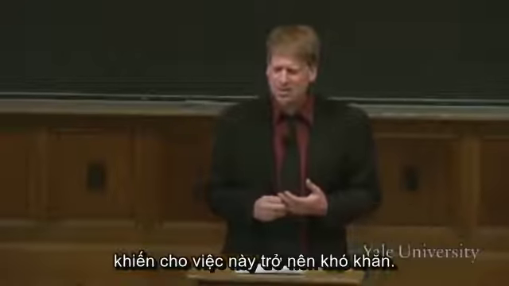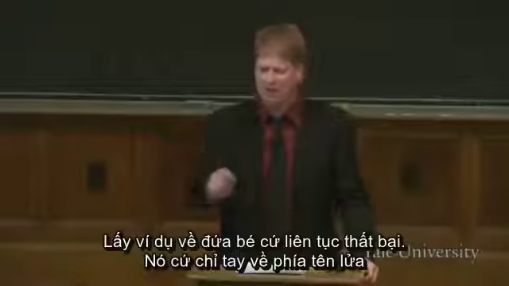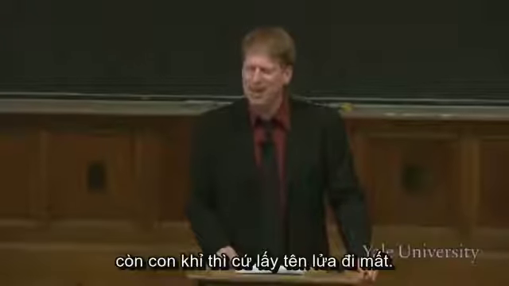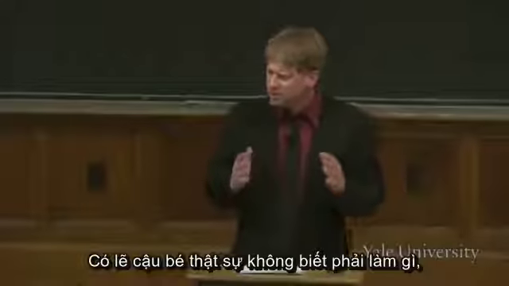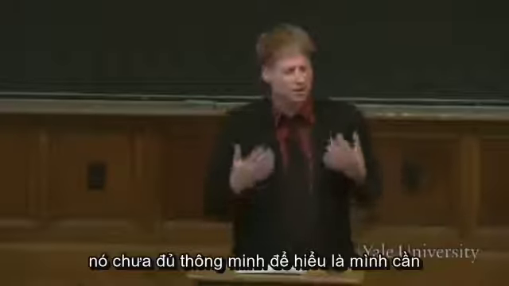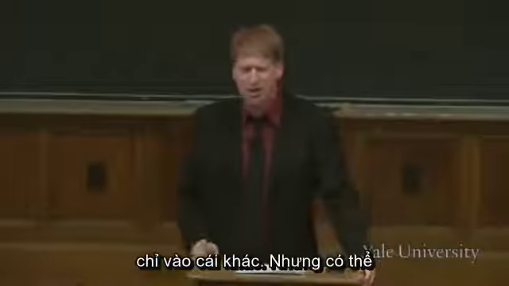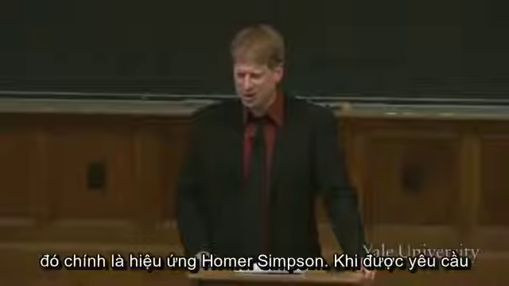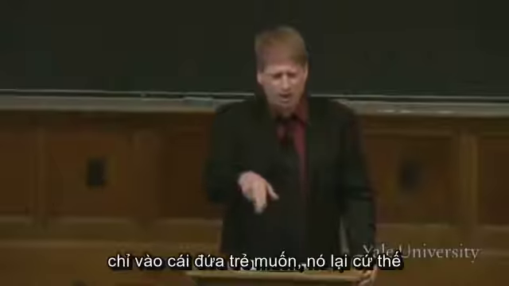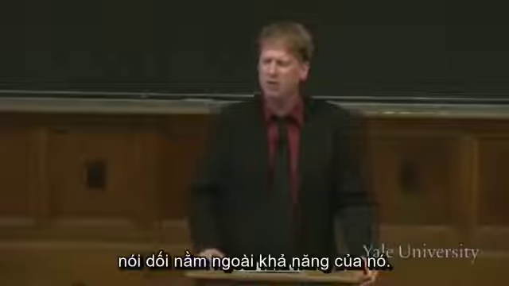The second study illustrates this issue even more clearly. Take the boy who kept failing. He kept pointing to the rocket ship, and Mean Monkey kept taking it away. It's possible that he genuinely didn't know what to do, that he wasn't smart enough to understand that he needed to point to the other one. But it's also possible that it's a Homer Simpson-like effect, where when asked to point to what he wants, he just couldn't help but point to the one he wanted. And that the extra work it takes to lie was beyond him.